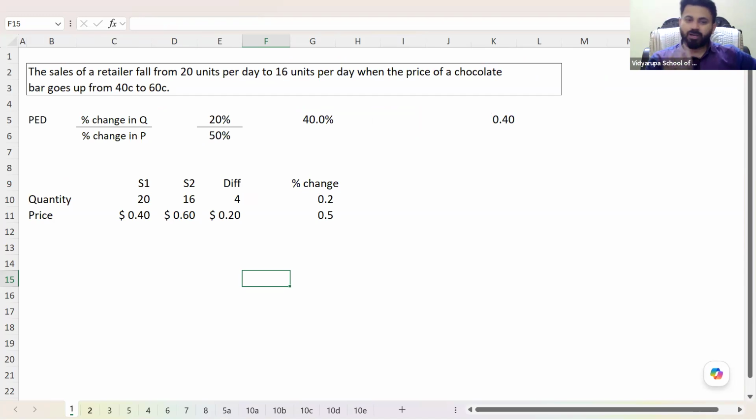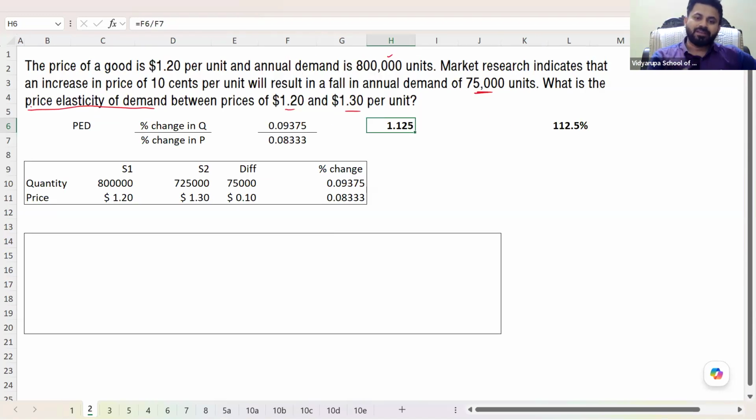Here, the price elasticity was 0.4 or 40%. Here, the price elasticity was 1.125 or 112.5%. One of these we'll say is elastic in nature, and the other one we'll usually refer to as inelastic. Let me say one more time. We usually describe the two values we got as elastic demand and inelastic demand. We did two problems. One we got 40%, the other one we got 112%.